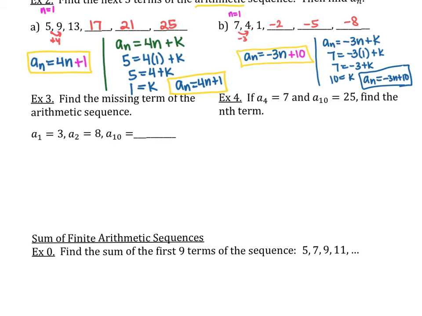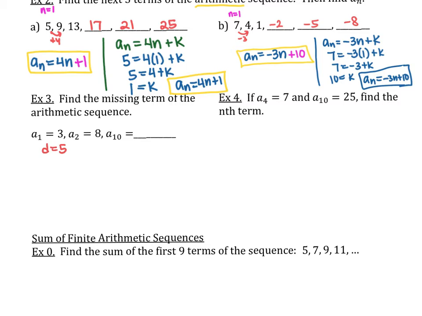Because they gave me the first term and the second term, I do actually know what the difference is. The first term was 3, the second term was 8, so the difference must be 5. Because I know the difference, that gives me some options in terms of how I could find it.